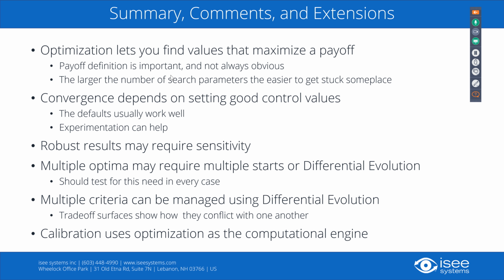The larger the number of search parameters, the easier it is to get stuck someplace in doing optimization in general. Most of the optimizations here were a relatively small number. The trajectory one was 20 different values, and it's easy to get kind of hung up and have things not converge. Convergence does depend on setting good control values. The defaults usually work pretty well for all of the different methods that are included in Stella, but that's not always the case, and experimentation is really the way to figure out what will work best.